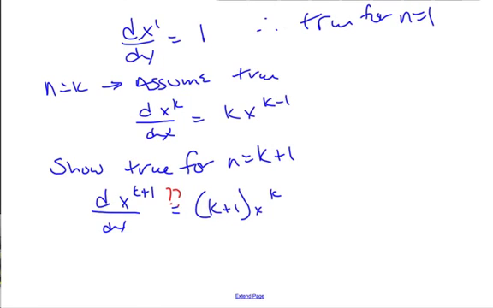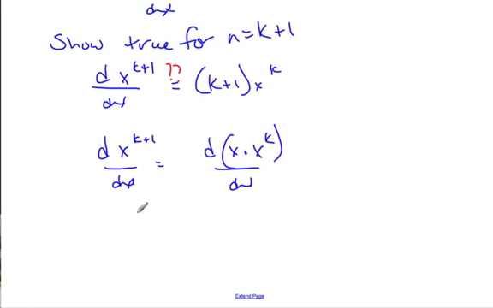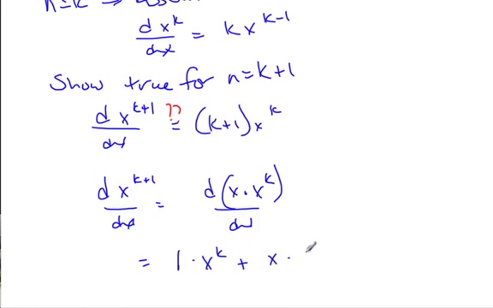So what I do then is start with the derivative of x to the k plus 1, which is the same thing as the derivative of x times x to the k. Well, here is my product rule. By my product rule, I can say that the derivative of x is 1 times x to the k, plus x times the derivative of x to the k, which by my assumption is k times x to the k minus 1.